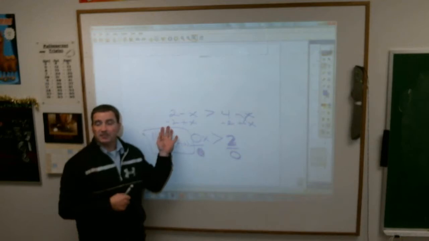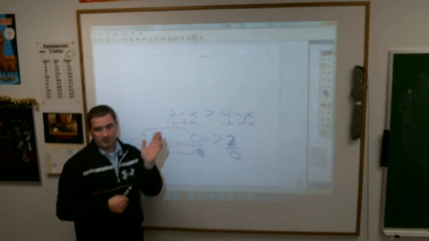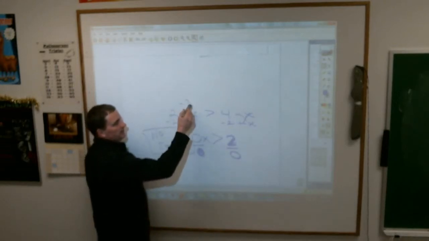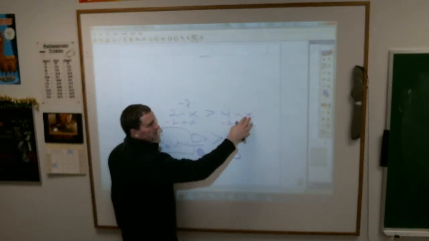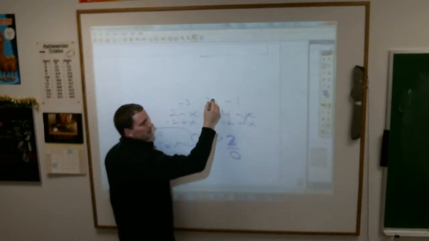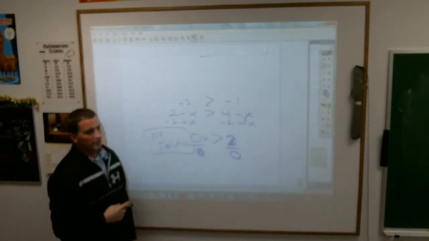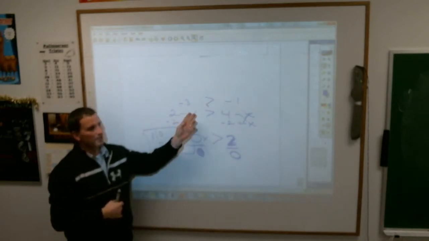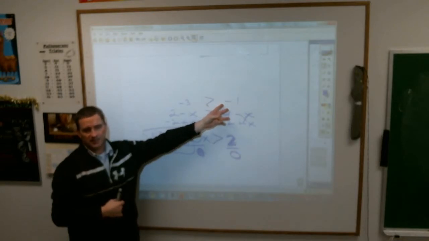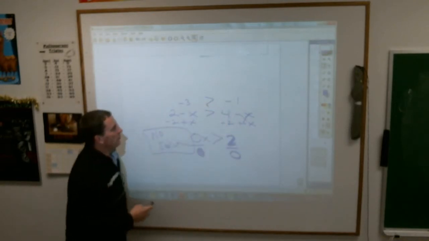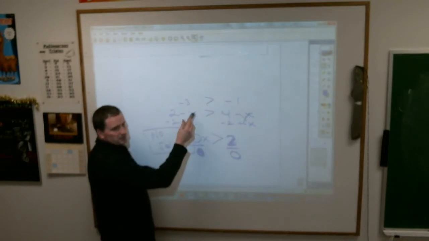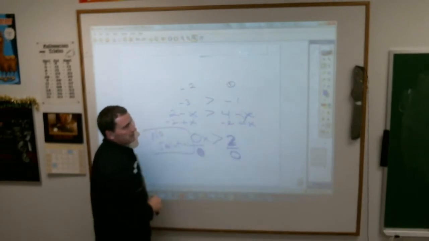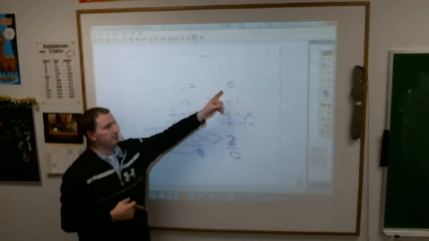That makes sense because let's just pick a number for x, 5. 2 minus 5 is -3. 4 minus 5 is... Is there ever going to be a number that you could put in for x that will at any time give you a number bigger on the left side than on the right side? No. If I put 4 in there, 2 minus 4 is -2. 4 minus 4 is 0. Negative 2 is not bigger than 0.